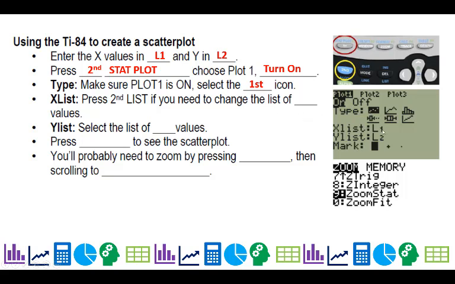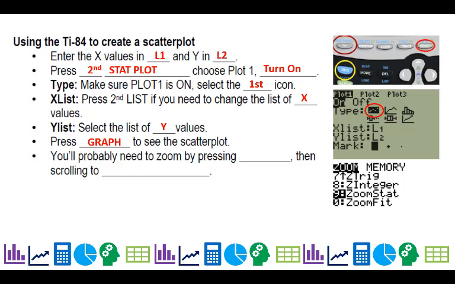So the X list will default to list 1, but press second list if you need to change the list of X values. The Y list will default to list 2. Again, press second list if you need to change those values. Then you go ahead and press graph right here.